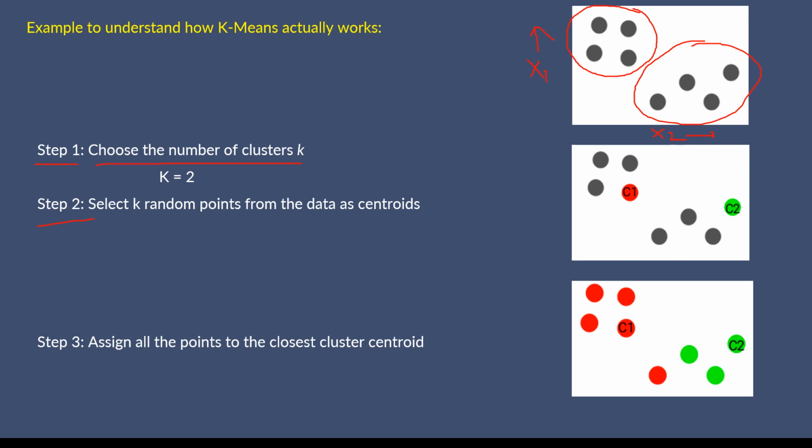Now step 2: select k random points from the data as the initial centroids. So we can randomly select this point as centroid 1 and this point as centroid 2, marked in red and green color. Step 3 is to assign all the points to the closest cluster centroid. This closeness is calculated based on the Euclidean distance. We have already seen how to calculate Euclidean distance in the previous lecture. So we have to calculate the distance of all the points from these centroids C1 and C2.